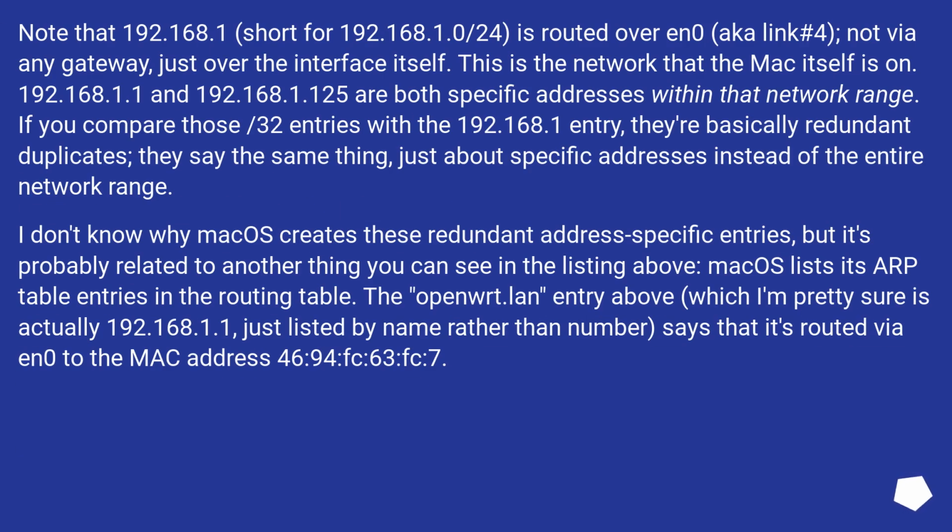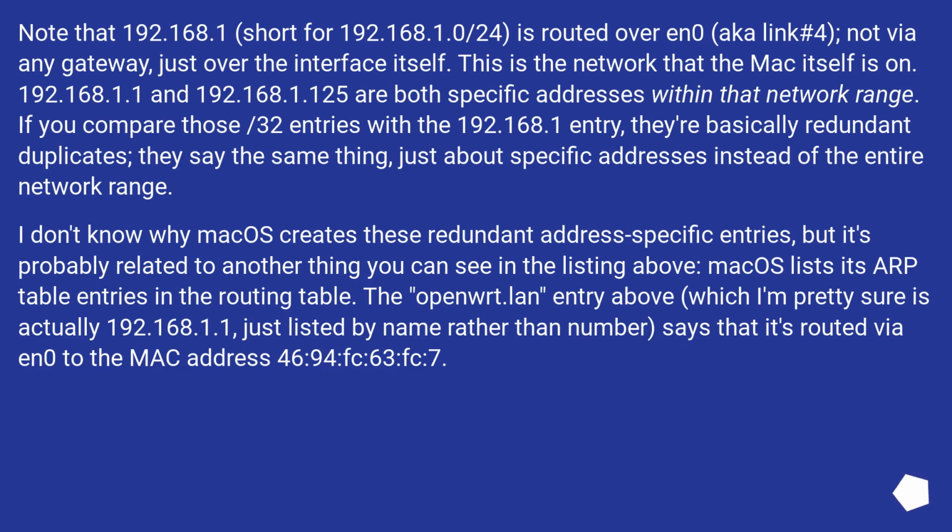Note that 192.168.1, short for 192.168.1.0/24, is routed over en0, aka link number 4, not via any gateway, just over the interface itself. This is the network that the Mac itself is on. 192.168.1.1 and 192.168.1.125 are both specific addresses within that network range.